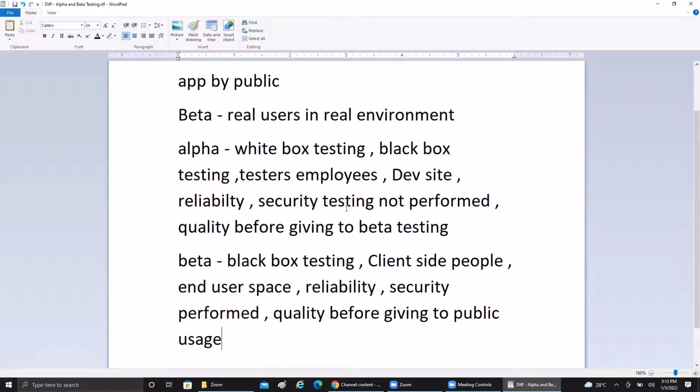And alpha testing basically, as we say, is performed at the developer side, and it has to be maintained in a confidential manner because client side data is yet to be revealed to the public. They have to be performed within a lab, a testing lab. But whereas beta, they don't require any lab. They just straight away perform it in their real space or the real environment.